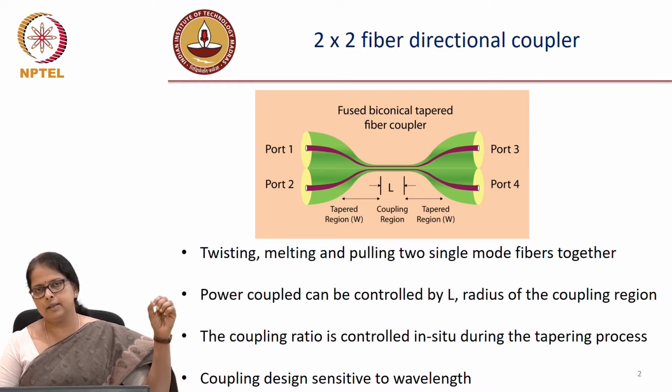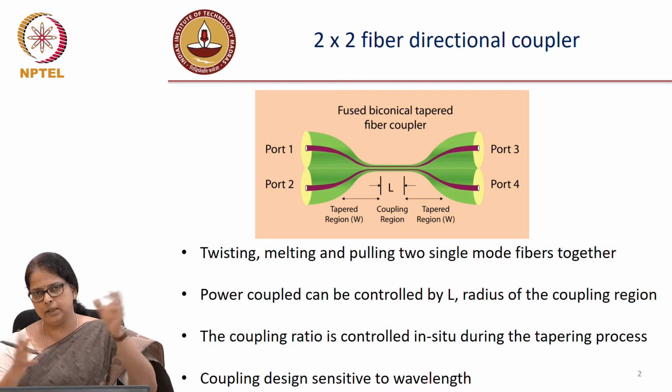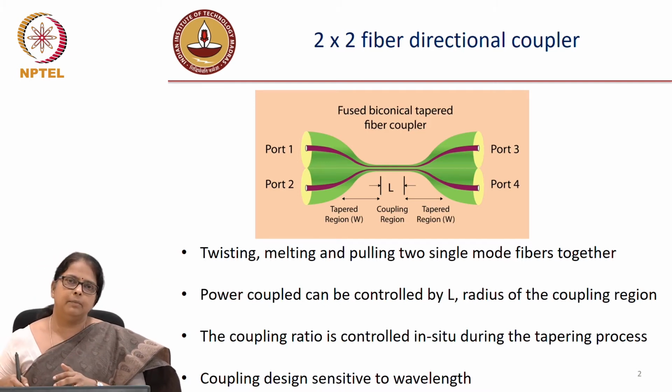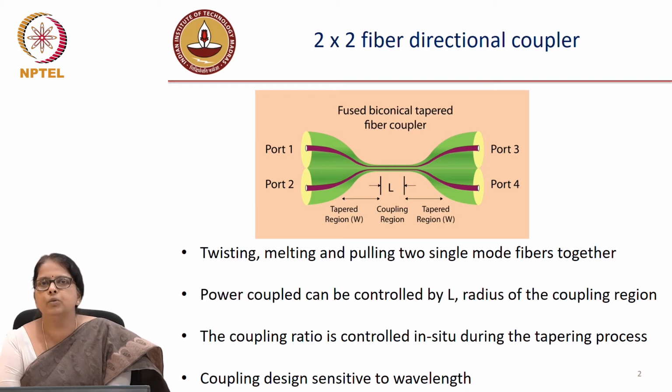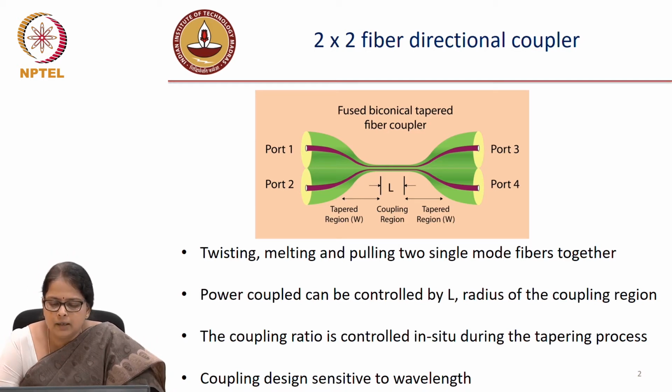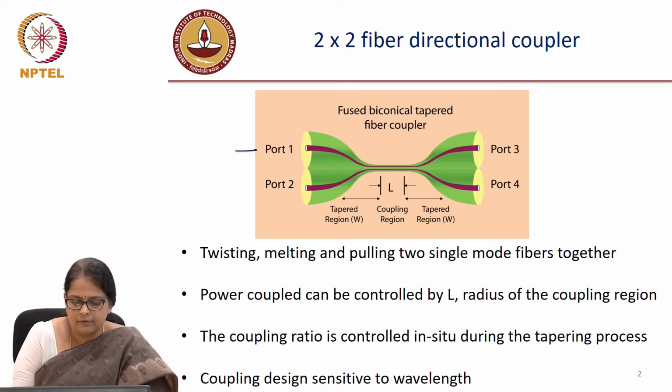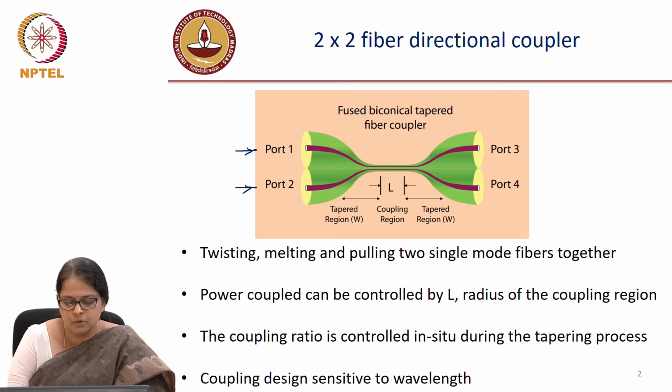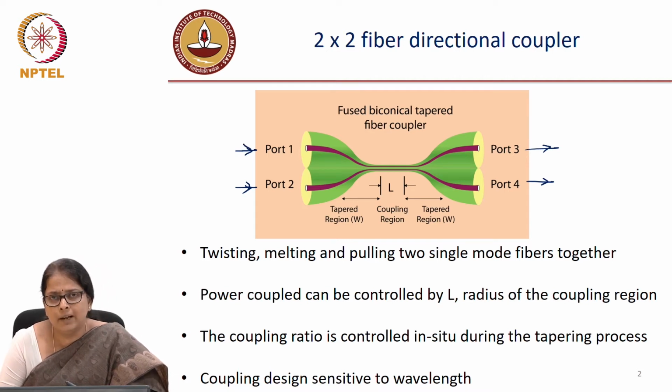Let's say you have a certain power and you want to split it into multiple ports, and that's where you would use a coupler. The version of the coupler that we are going to study in detail is the fused biconical tapered fiber coupler. The way it functions is you have two input ports, port 1 and port 2, and two output ports, port 3 and port 4. You could put power inside port 1 and 2 and get it at the outputs 3 and 4 in a controlled manner.